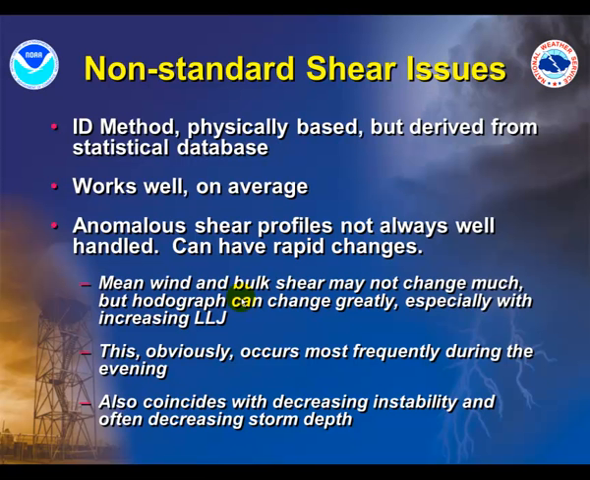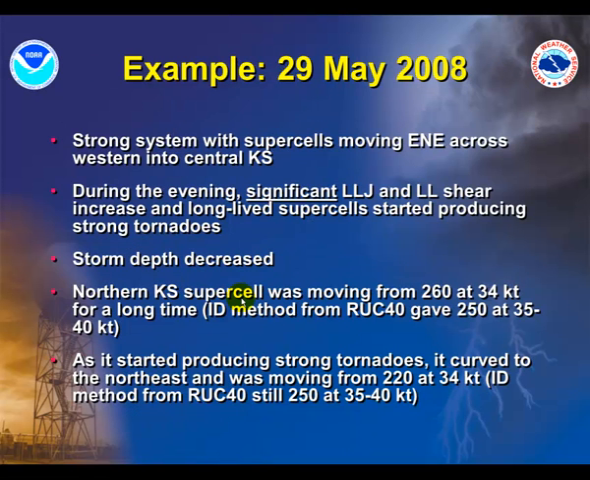Obviously, it occurs most frequently during the evening, and it coincides often with decreasing instability and decreasing storm depth. So this example is from 29 May 2008. We had a strong system with supercells moving to the east-northeast across western into central Kansas. During the evening, a very significant low-level jet and low-level shear increase occurred, and the long-lived supercell started producing strong tornadoes. It produced some weaker tornadoes early on, but then it started producing stronger, longer-lasting tornadoes. At the same time, the storm depth increased, and this was probably between 0.1 and 0.2 Z time frame.